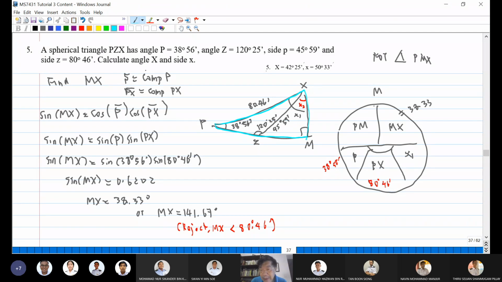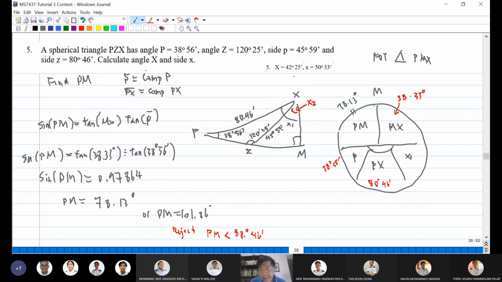So after my MX, I can find PM now. And PM is the next one. So find PM. So this time I use tangent now, right? Tangent of adjacent. So this is how we find PM. And in this case, there are two possible solutions for PM. Reject the larger one, PM here.